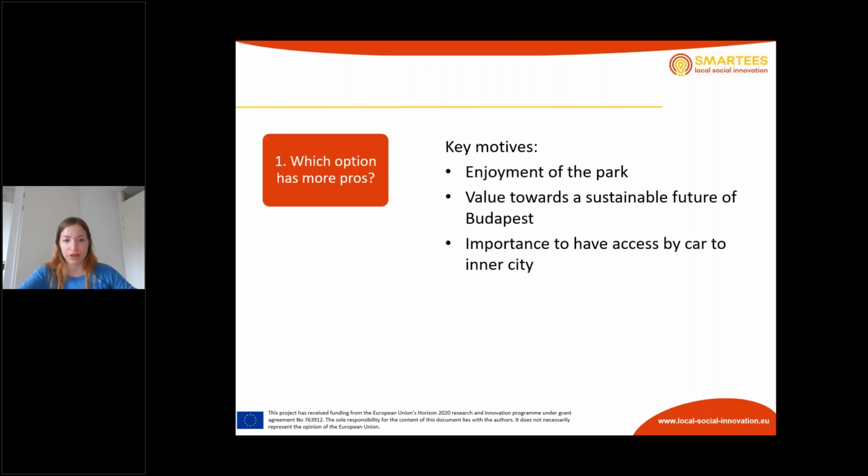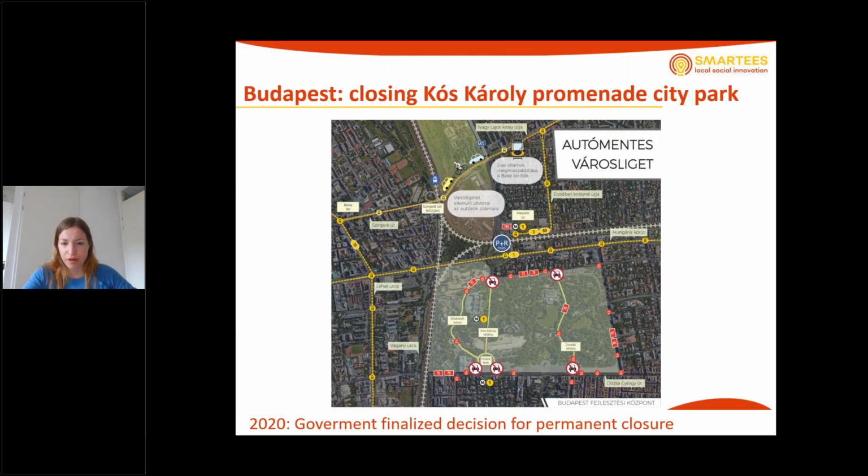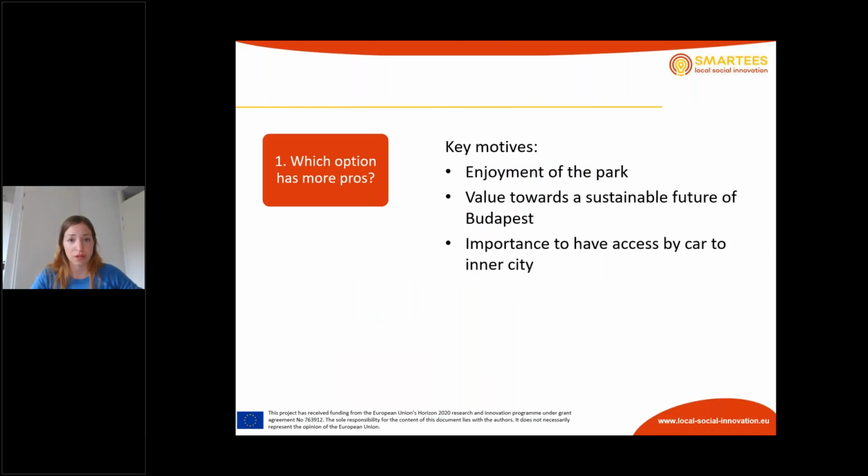In the Budapest model, we include three key motives about whether people want to close the park for cars or not. The first one is enjoyment of the park, so whether they go there for activities, how important being in the park or having this park free of car traffic is to them. The second motive of key importance is the value towards a sustainable future of Budapest. And the third one is the importance of having access by car to the inner city, because as you can see on this map, the park is very close to a main motorway. And if this road is closed, maybe it takes longer to get from certain neighborhoods to the inner city. That can be important for deciding whether you want to close the park or not.